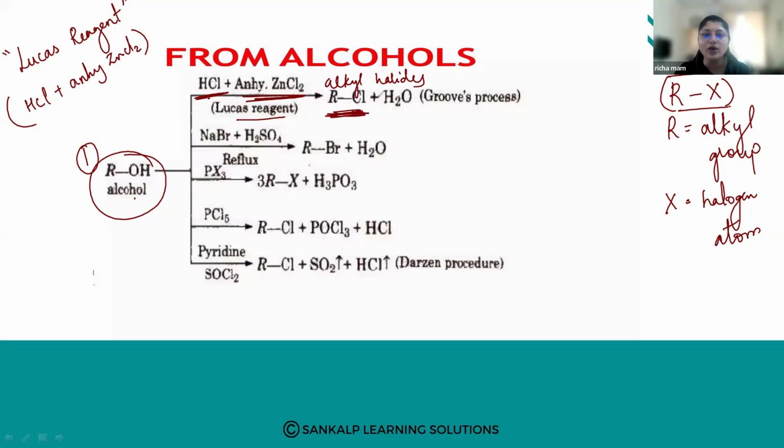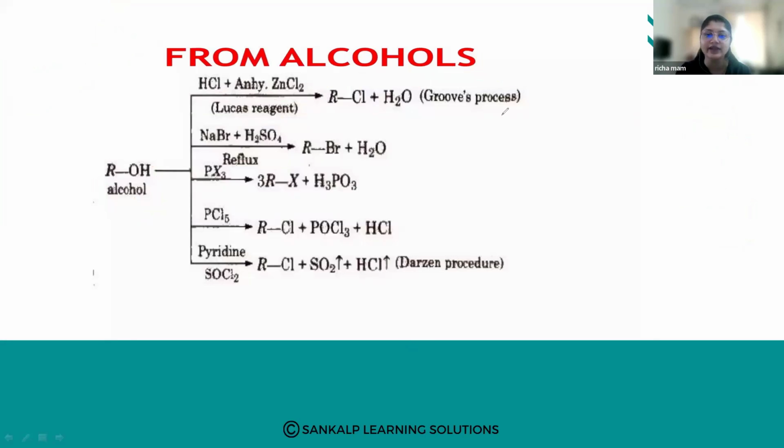By this method, what do we obtain here? We obtain alkyl chlorides. Chloroalkanes or alkyl chlorides are obtained when HCl gas is passed in alcohol in the presence of anhydrous ZnCl2, and this process is called Groves process. This is a name. Remember that whenever you are studying organic chemistry, name reactions are very important. Mark this as important.